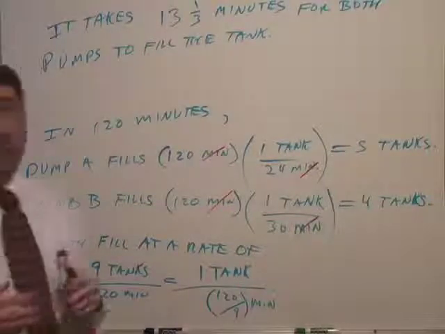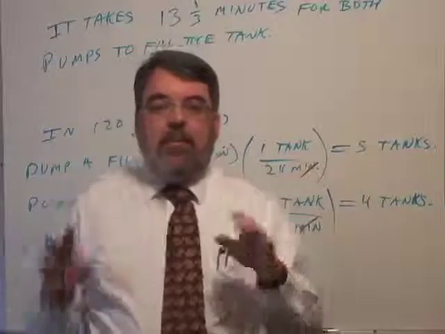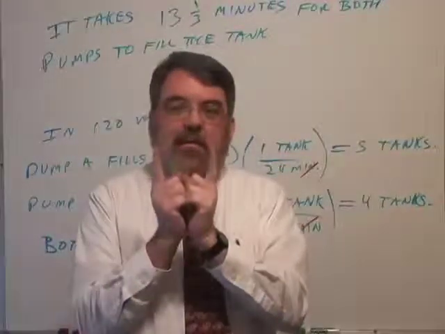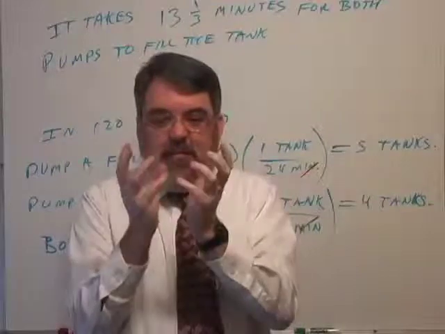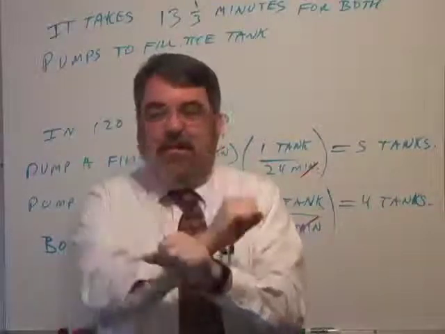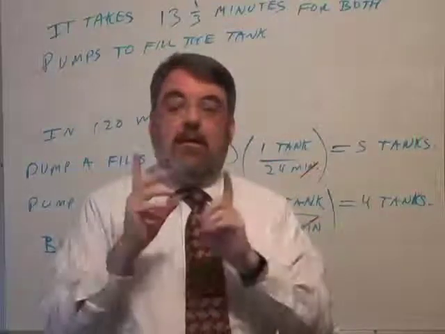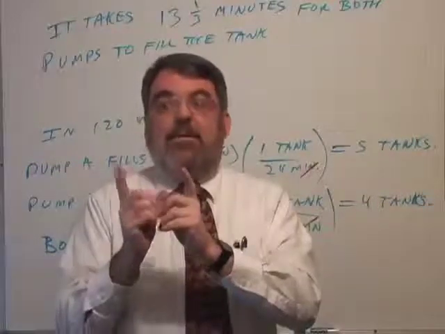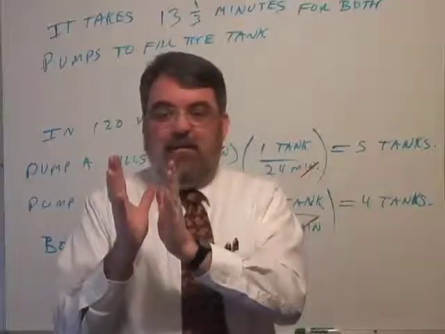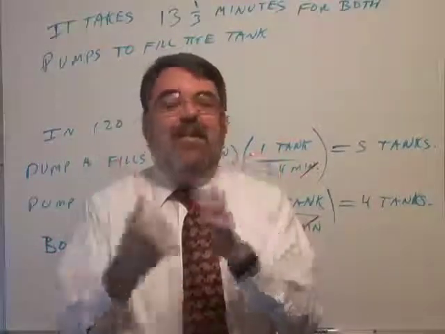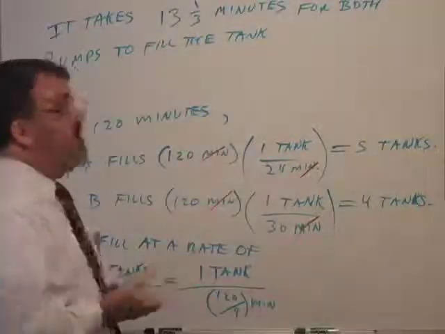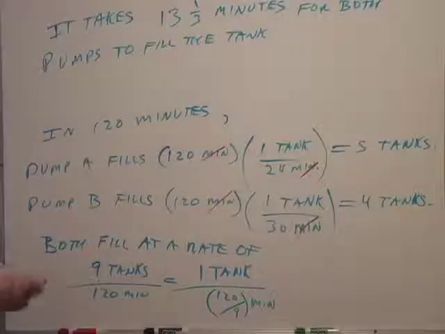Now, to me, that's a pretty reasonable answer, because what if both pumps ran at 24 minutes? If you had them both together, you would expect that both running at 24, that would cut the time in half down to 12. If both pumps ran at 30 minutes, two of them together would fill in 15 minutes. So my answer should be between 12 and 15, shouldn't it? And indeed it was, 13 and 1/3 minutes. So I'm very confident that that's probably the right answer.